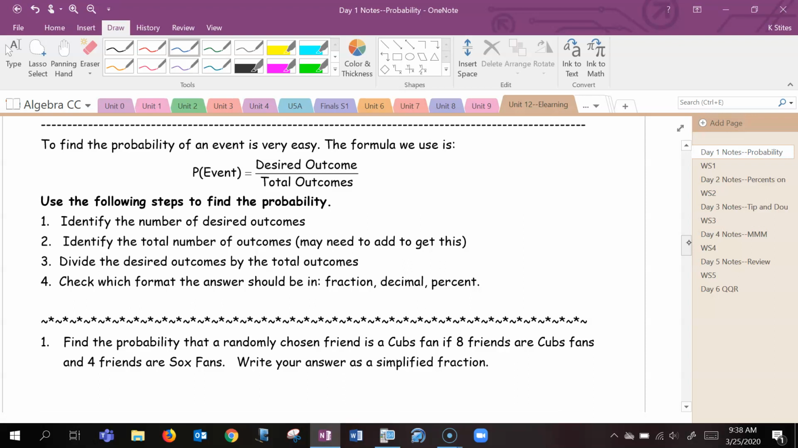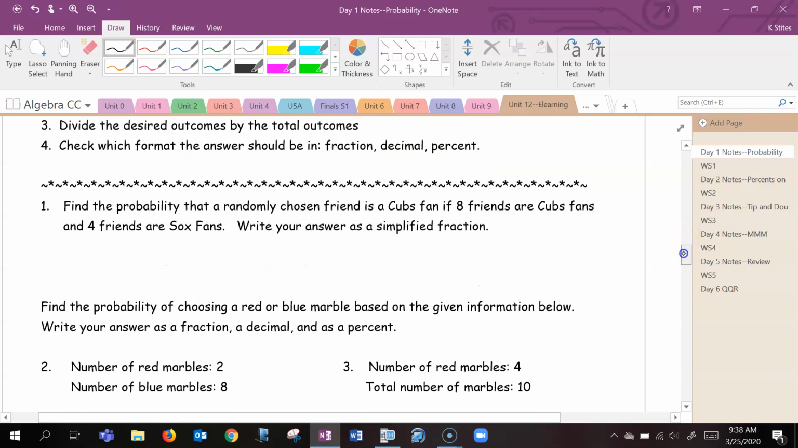So here is your formula for finding the probability of an event. We're going to take our desired number of outcomes, so that's what we're trying to find, and we're going to divide by the total number of outcomes. Here's how you're going to do this. We're going to identify the number of desired outcomes, identify the total number of outcomes, and we might need to add in order to get this. We'll divide the two using our formula, and then finally we should check which format our answer should be in. It will either be a fraction, a decimal, or a percent. We'll just recheck our directions at the end to make sure we have the form we want.